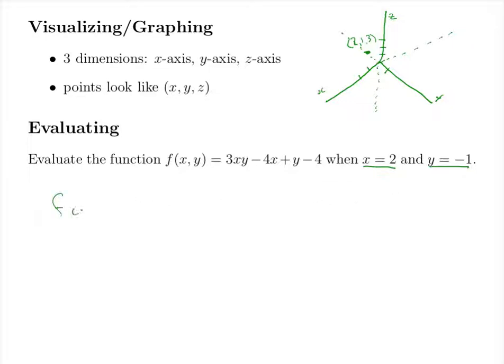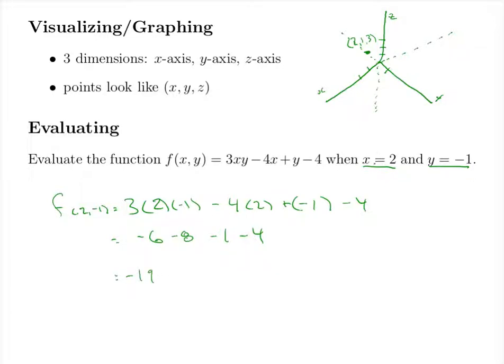Here, if we want to evaluate this function, we'll plug in 2, we'll plug in -1, and we're just going to put them in place of those variables. So 3 times 2 times -1 minus 4 times 2 plus -1 minus 4. Our output now is -6 minus 8 minus 1 minus 4. And so now what do we have here? -6 minus 8 is -14, -15, and then minus 4 is now -19.